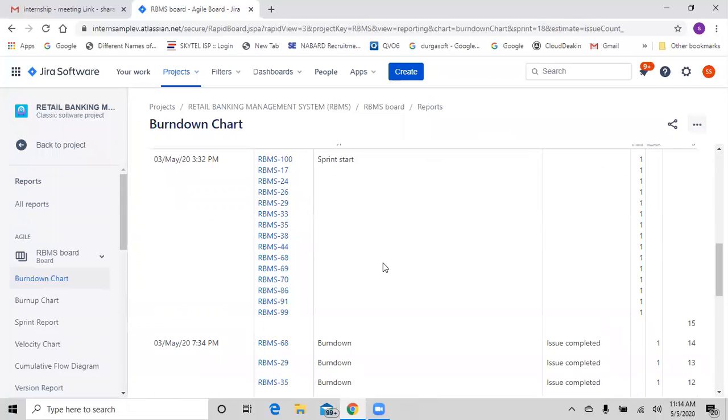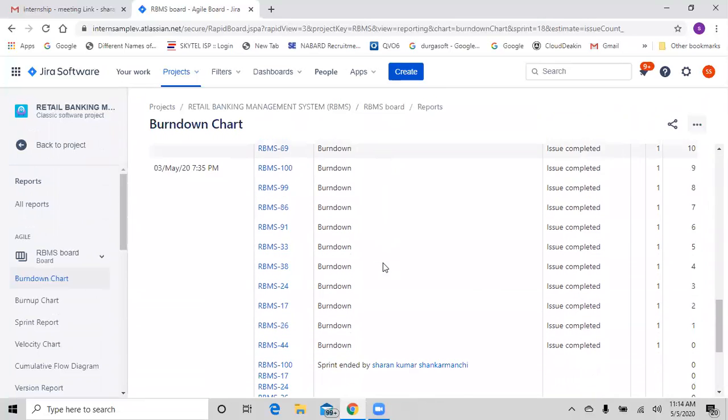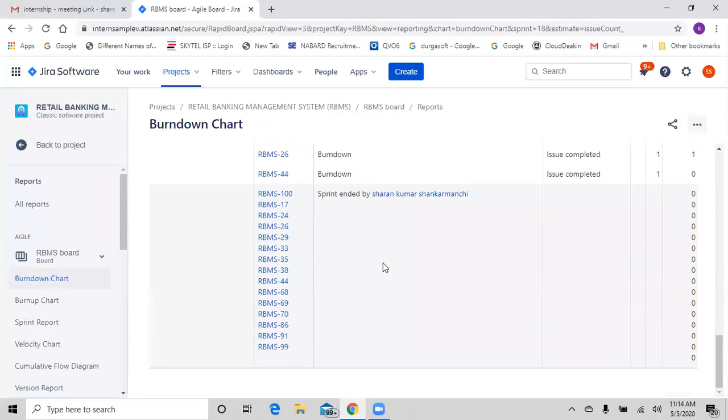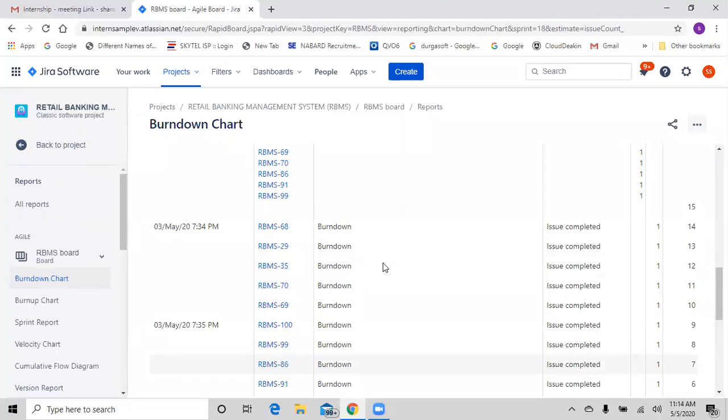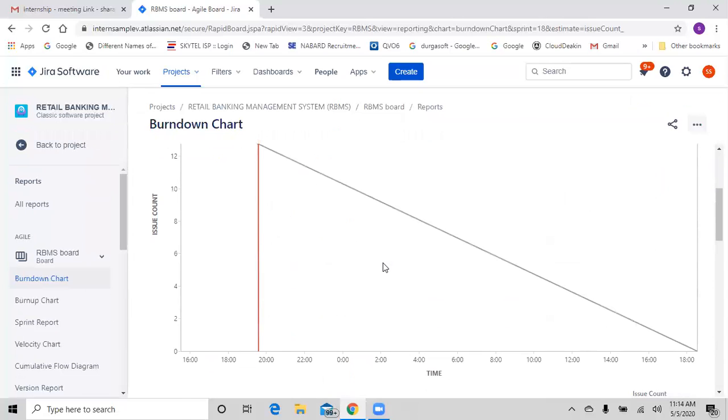Yeah, I want the values. Graph values. No, graph values I wanted. Only the graph. Okay. Yes. Come down. Yes. See here. Come down a bit. Yes.